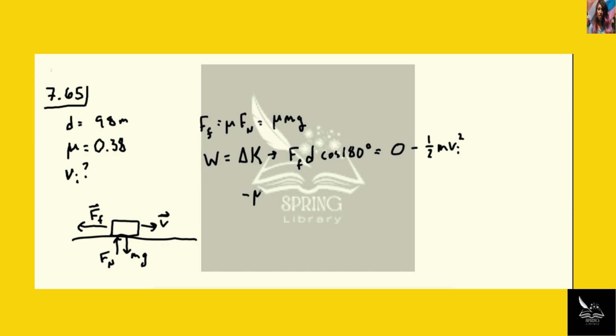So we have negative mu m g d equals negative 1/2 m v initial squared. So we can see here, this is why the mass doesn't matter, because it cancels out on both sides. The negative ones also go away. And so the initial speed of this car was the square root of 2 times the coefficient of friction times g times d, which works out to be 27 meters per second.